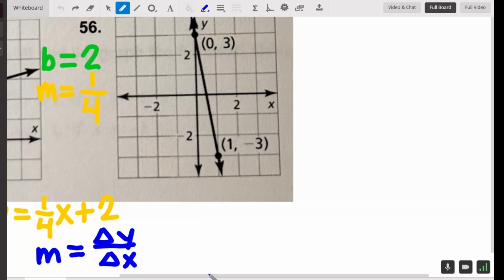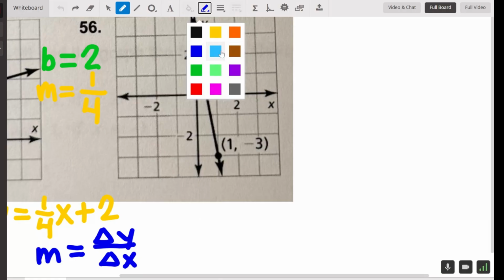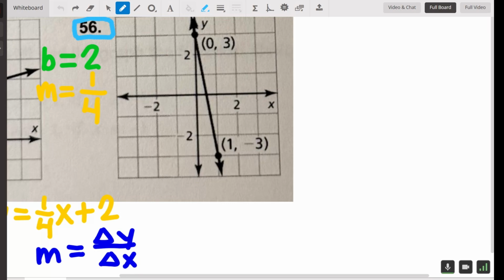Okay. Let's look at the next one here. Number 56. 56 says we have a graph here. It looks like it's a line that's going down, decreasing slope, going from 0, 3 to 1, negative 3. Well, our y-intercept, where it crosses the y-axis, is where? It's right here. 0, 3, 3 being the y value of that. So we have a positive 3 there, positive 3.